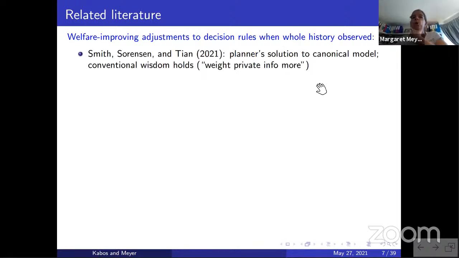So importantly, Peter Sorensen, Lones Smith, and Tian have a paper forthcoming in the Review of Economic Studies where they analyze the planner's solution to the canonical whole history observed model. And they show that the conventional wisdom holds. The planner would like agents to weight their private information more.